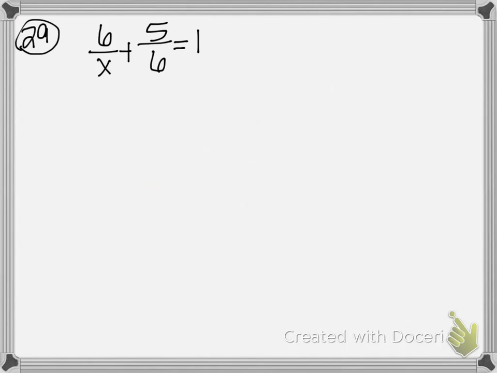Number 29 is an equation with rational expressions. So we are going to clear fractions, and that way we will be left with an equation that doesn't have any fractions and will be easier to solve. The easiest way to clear fractions is to look at your denominators. So I have a 6 and an x, and I'm going to multiply by 6x over 1. And what you do to one side, you have to do to the other. So I have to multiply both sides by 6x.